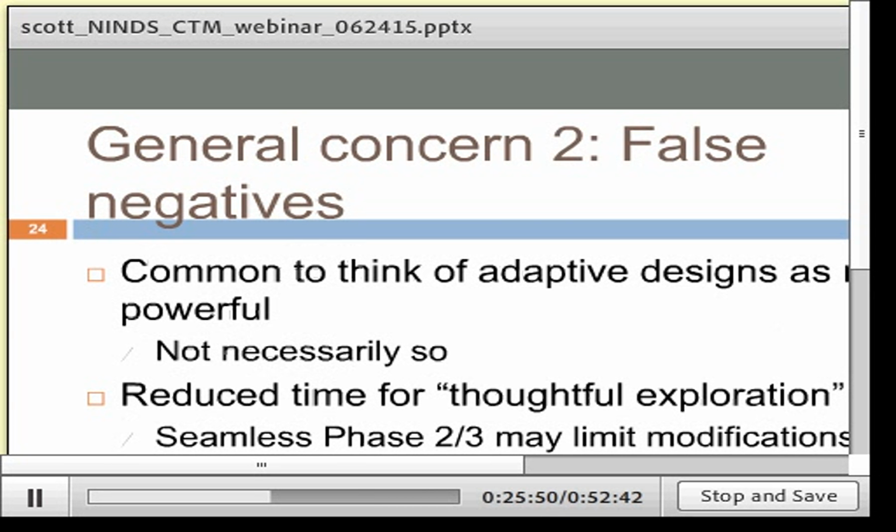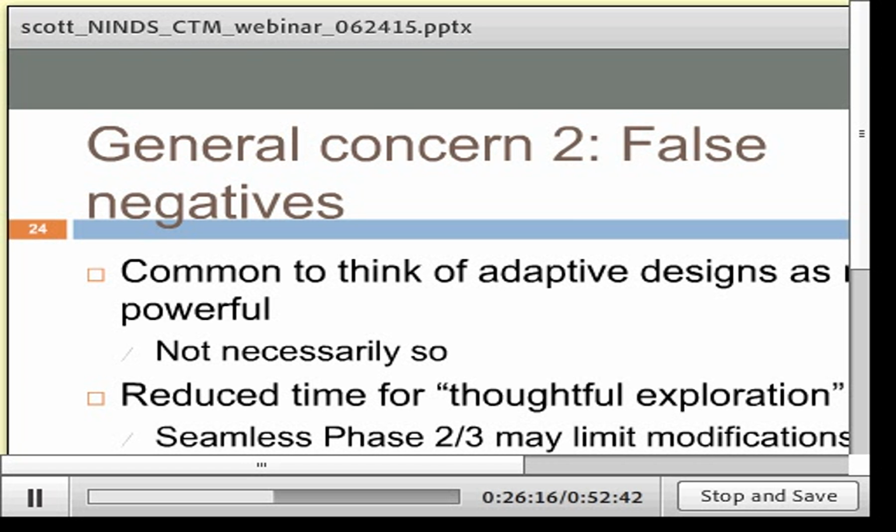The next general category of concerns with adaptive designs discussed in the guidance are false negatives. So it's conventional wisdom that adaptive designs are more efficient or more powerful than conventional or static designs. And that's not necessarily the case. So there can be a chance of inflating the risk of a false negative.